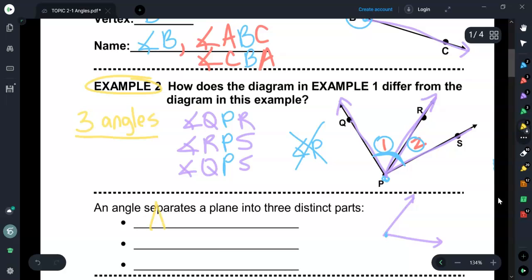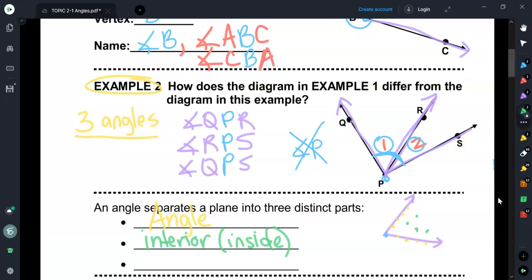Number 1, the angle itself. The angle itself and every point on that angle. This one, this one, this one, this one, this one, this one, this one. Every point that's actually on the angle, including the vertex, are on the angle. Then we have what's called the interior of the angle. Now you guys know interior, that means inside. So all of the points that are in the interior would be these guys here that are sitting inside the angle.